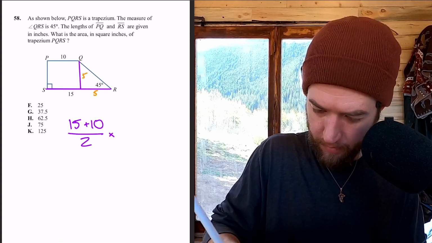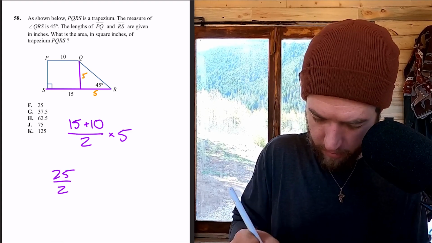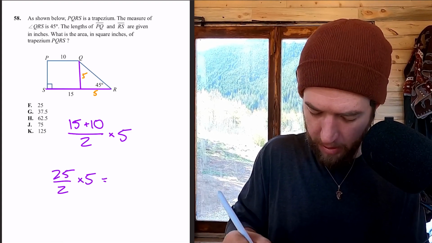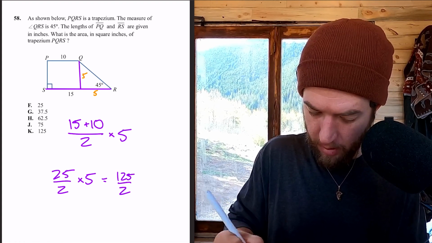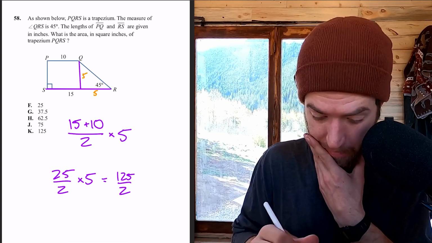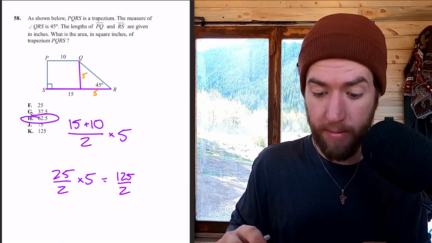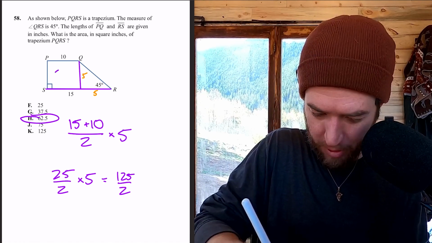Okay. So we have 25 over 2 times 5, which is 125 over 2, which is 62.5. Letter H. Hope that's right. On to the next. All right, I guess, let's just double check.